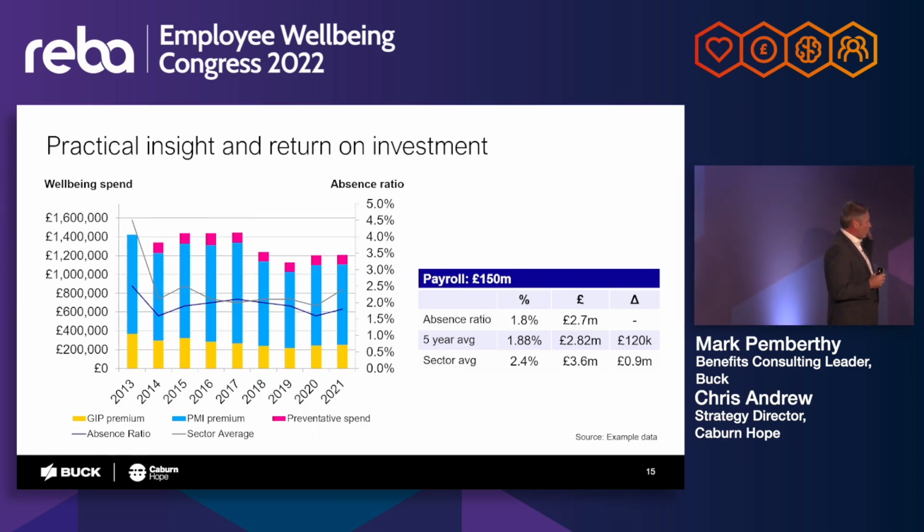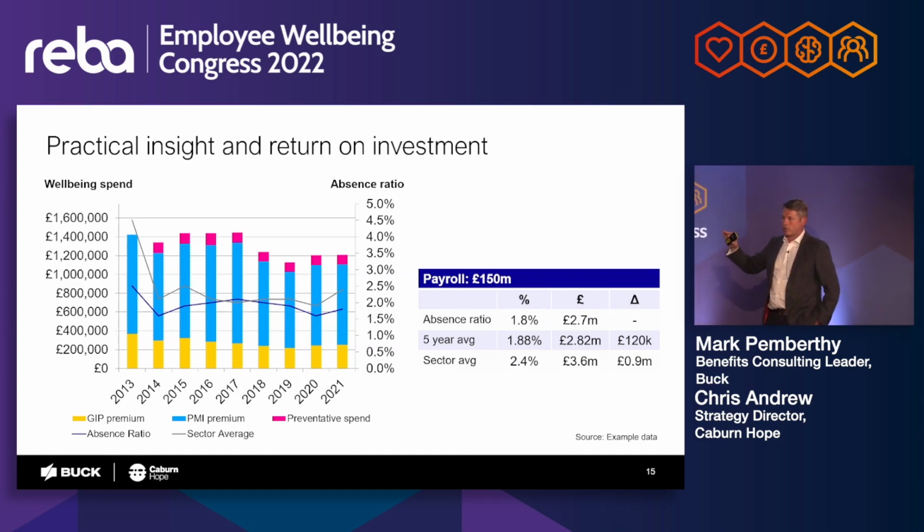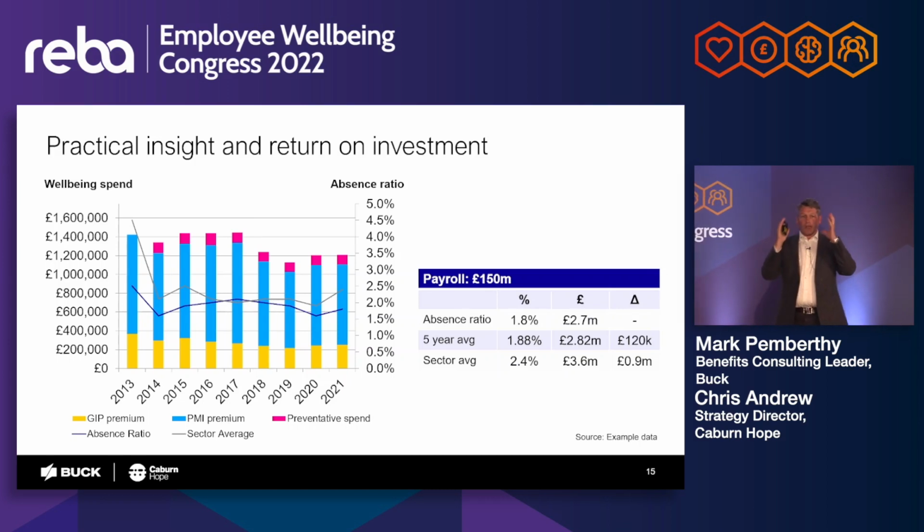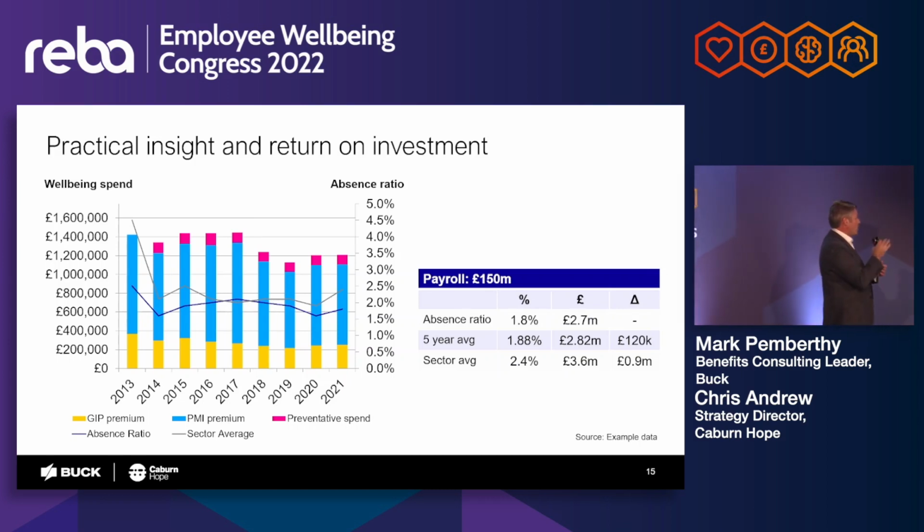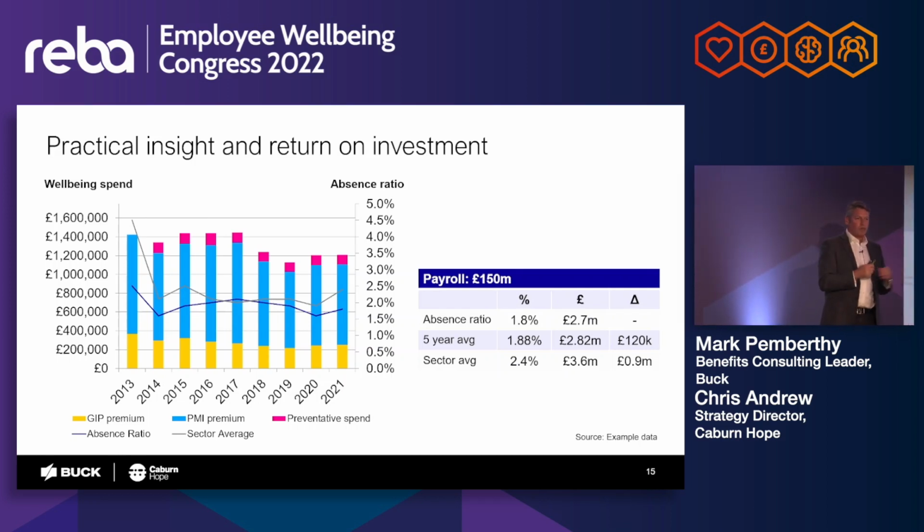We're looking here at a graph mapping total well-being spend. In this case, the yellow bar is income protection, the blue bar is PMI, and the pink is prevention spend like screening and so on. What we're doing here is mapping over that the absence levels of the business and also of sector information. And by looking at this kind of direct spend on well-being services and mapping that against absence trends, you can potentially then start to measure direct return on investment.